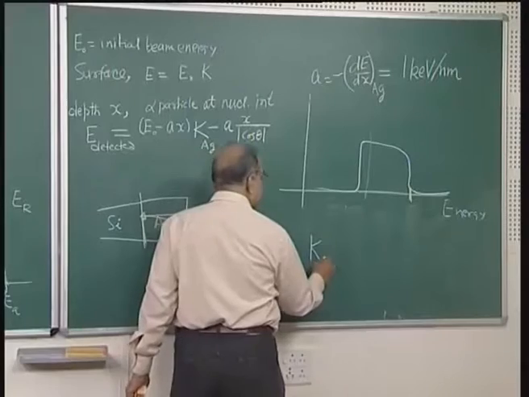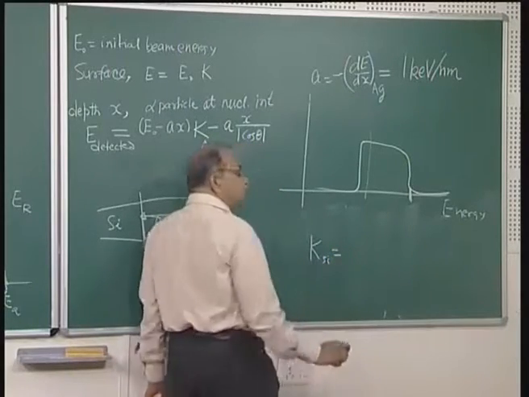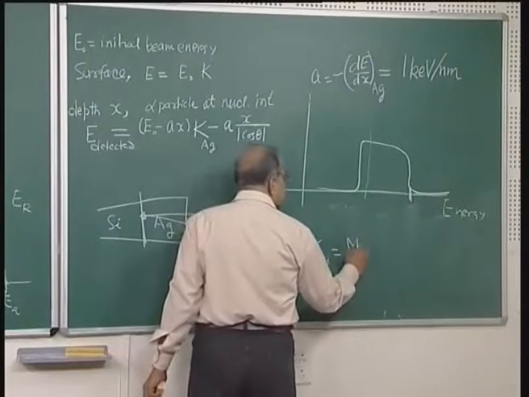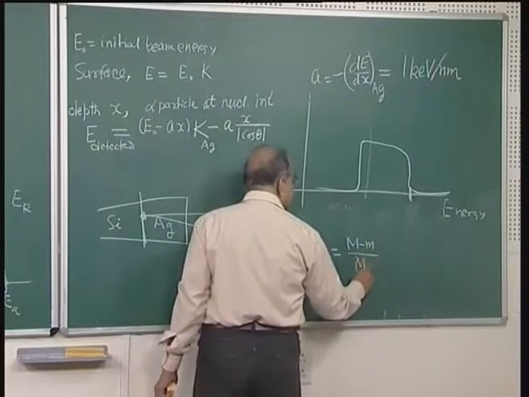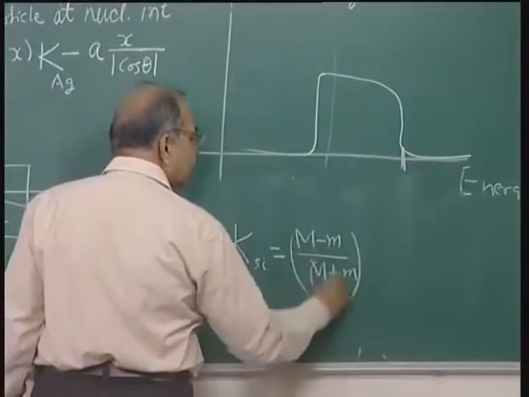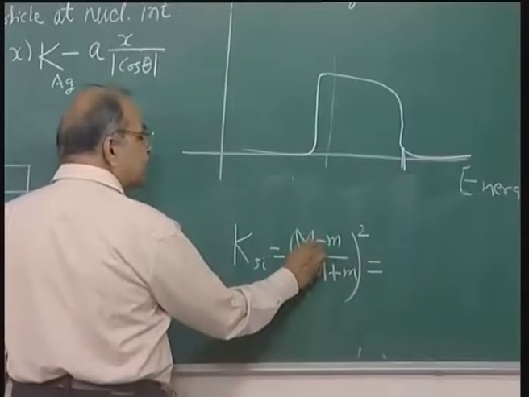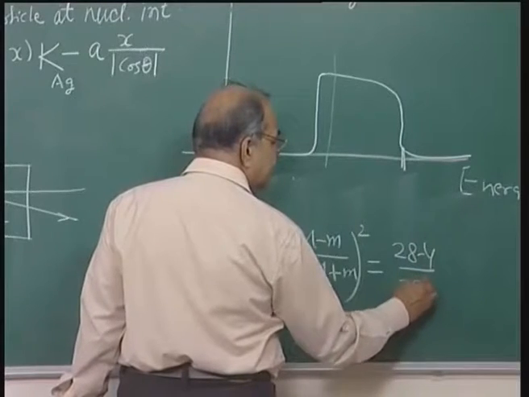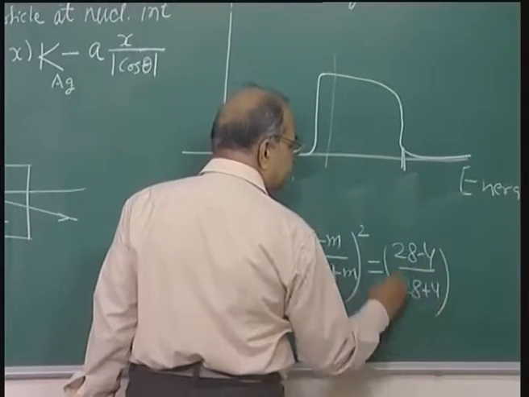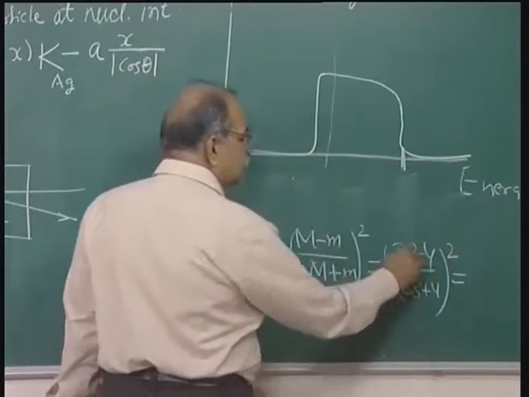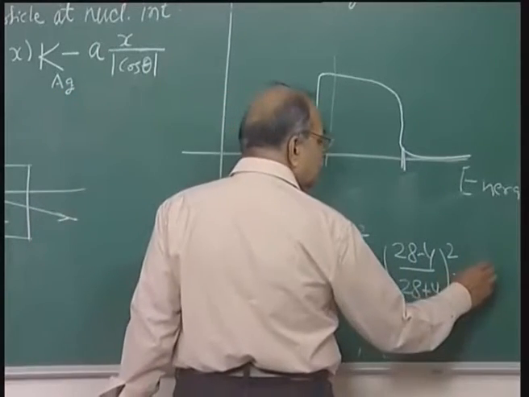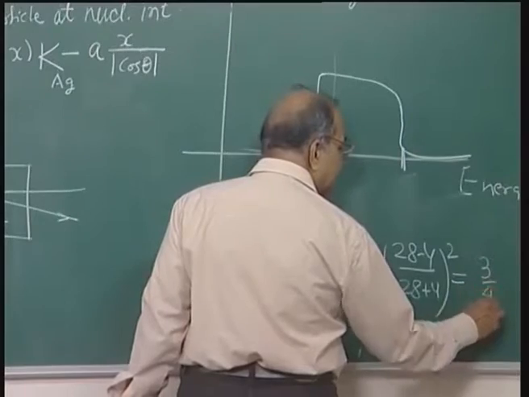Kinematic factor for silicon will be different. If we assume theta equal to 180 degrees, it will be once again (M minus m) over (M plus m), squared, and that will be, M is 28 now. So, 28 minus 4 and 28 plus 4. So, 24 by 32, 3 by 4 squared.